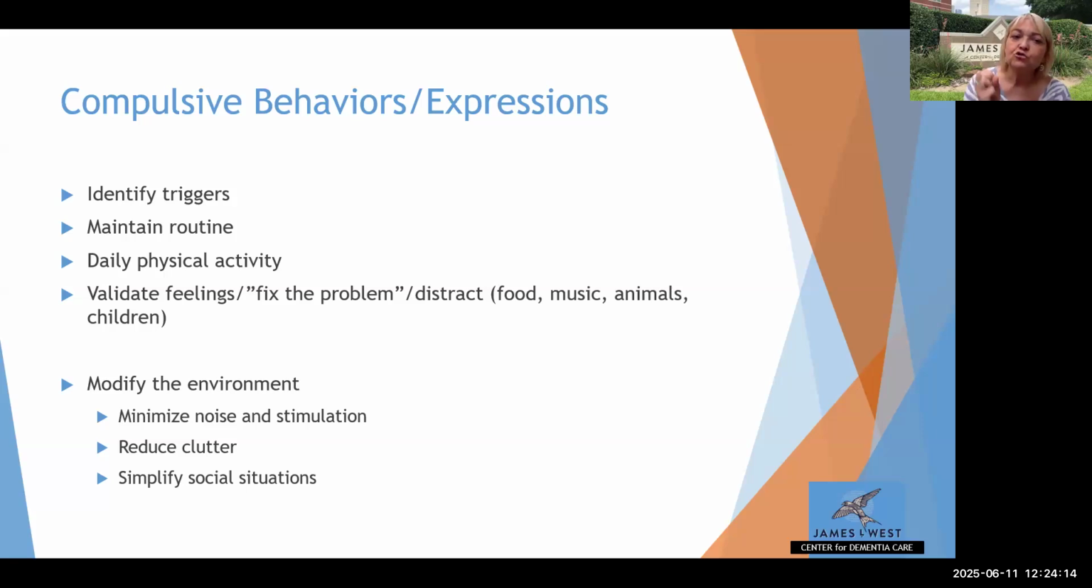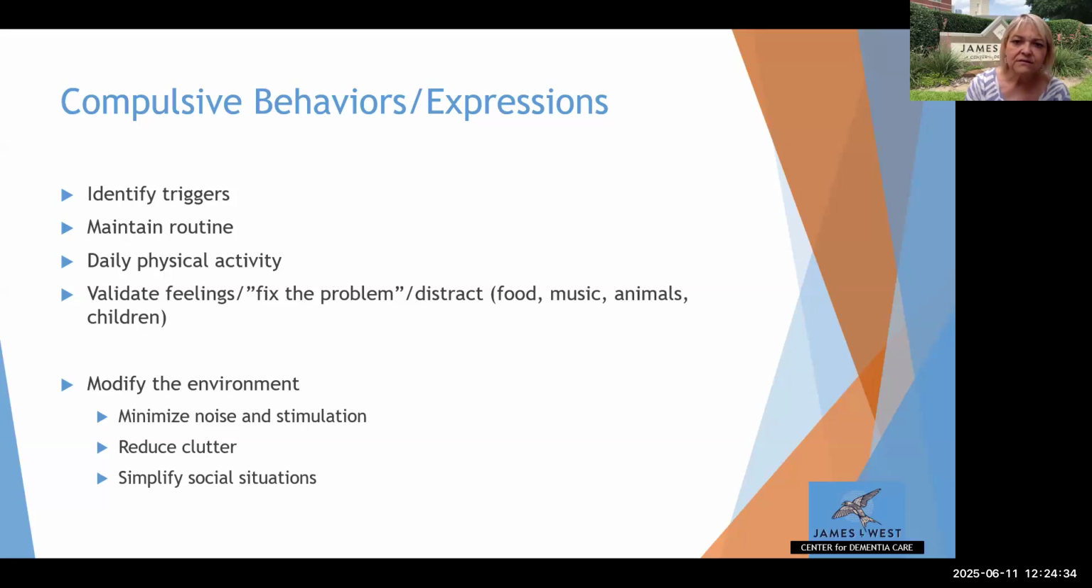Maintaining a routine, trying to get some daily physical activity in is going to be important as much as they can do and help them feel better. It's going to help you feel better too. And then validate their feelings. Don't try to play their feelings down. Validate their feelings.